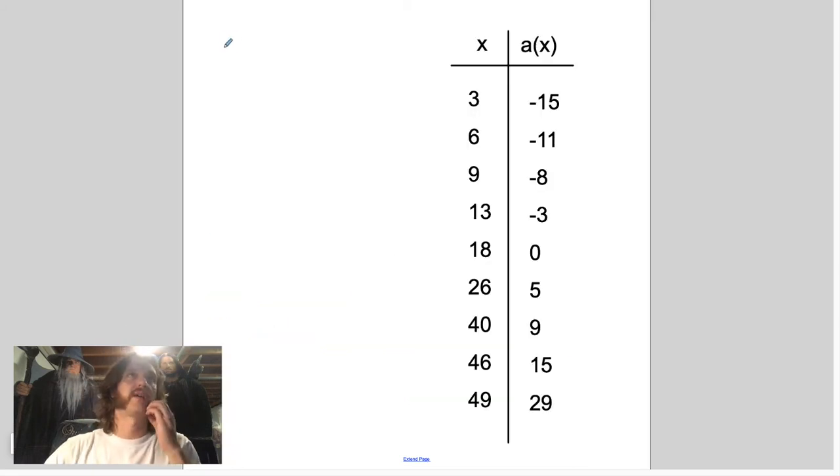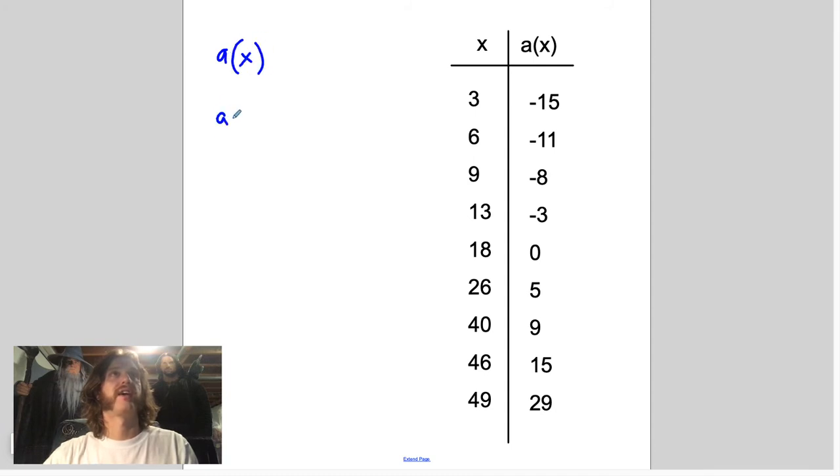Okay, you can do the same thing with the table. What is f of 9? What is the value of my function when x is equal to 9? Oh, I'm sorry, this is the function a. Classic mistake. Okay, here's our function a of x. I want to know what a of 9 is. What is the value of my function when x is 9? So I go down to x equals 9. Oh, it's equal to negative 8.